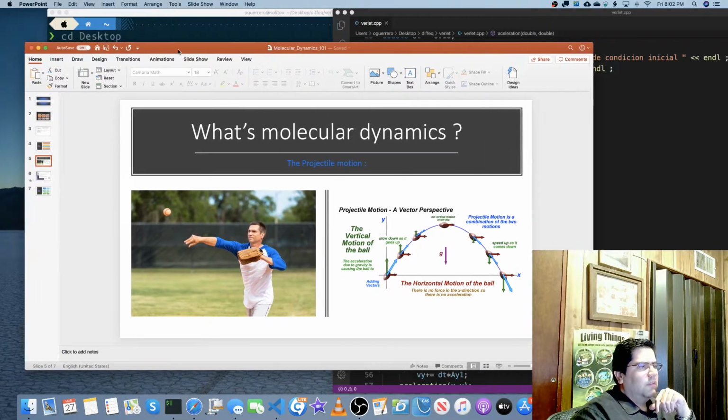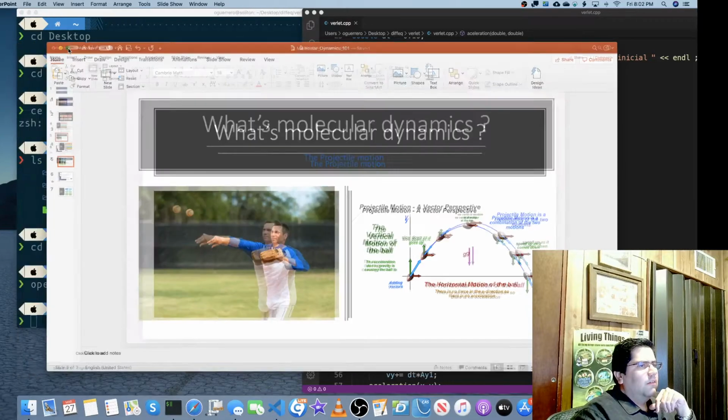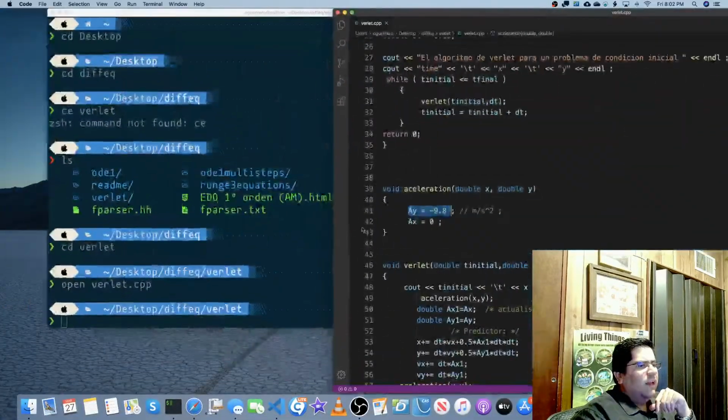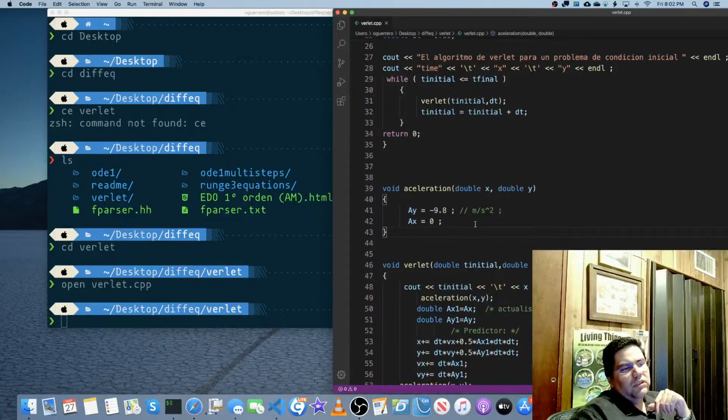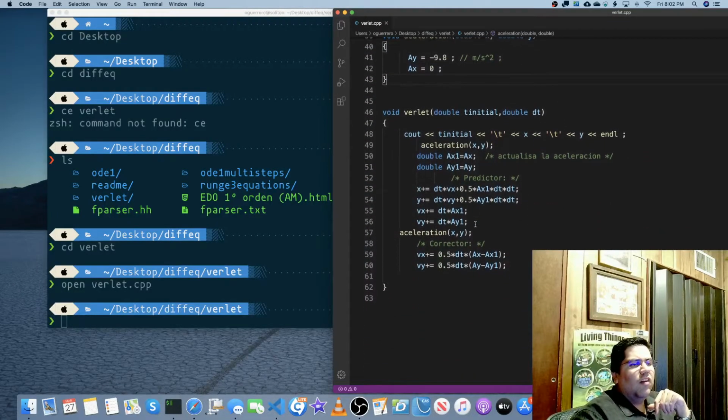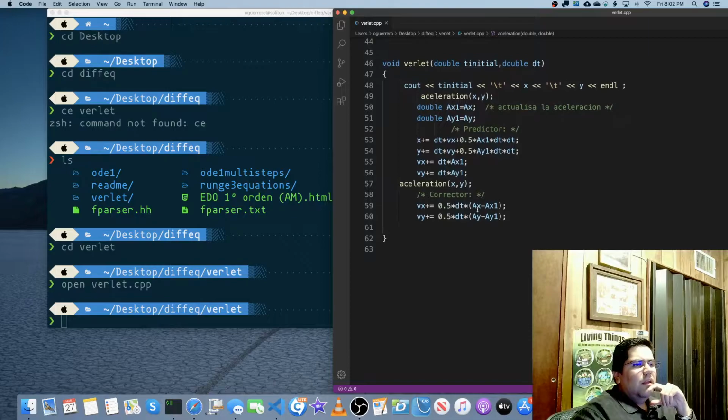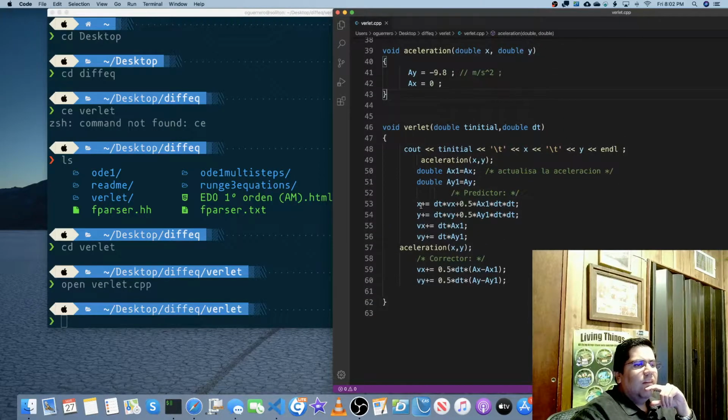Then in x we don't have any acceleration. Then we're going to use that Verlet integration. So if you can see, this is exactly where I define the Verlet integration. So here we have x.